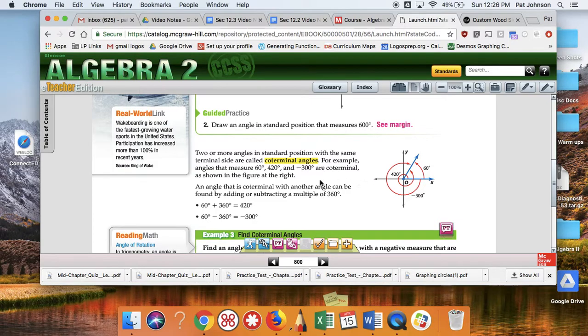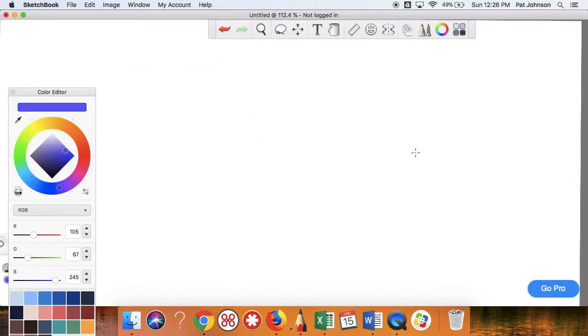So let's look at this angle here. We start here, and first they do 60 degrees. That's going to be right here. So we're starting here and we're going to draw a 60-degree angle. It's going to be about right here. It's a little more than that, but that's close enough. Okay, so this is 60 degrees.